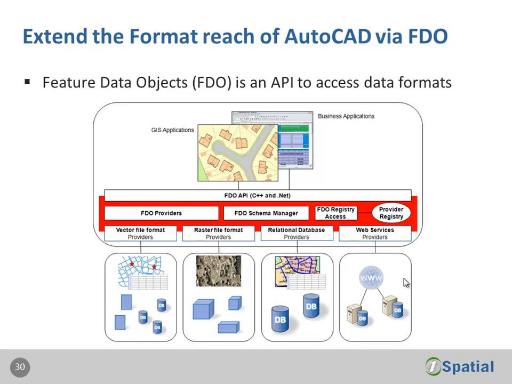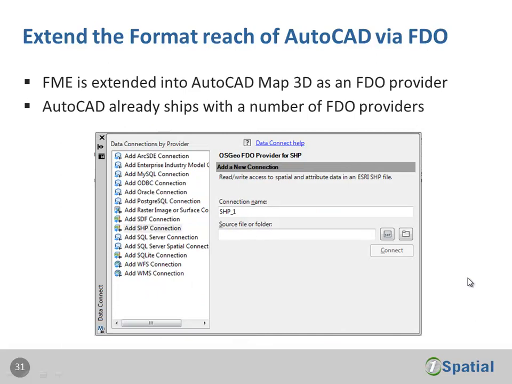So using different FDO connectors, you can connect to vector file formats, a handful of raster formats, a few relational database types, and also some of the OGC web services, so web map and web feature services. And you can do this without any other software other than AutoCAD. You do, however, have a limited set of data formats that are accessible via FDO. But it means that the capability of AutoCAD is more than just working with DWGs and DXFs.